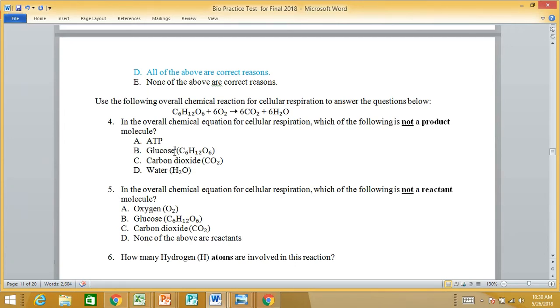And we do know that ATP comes into play. So I don't really like this question. I'm not going to have it. But glucose is not a product of this.